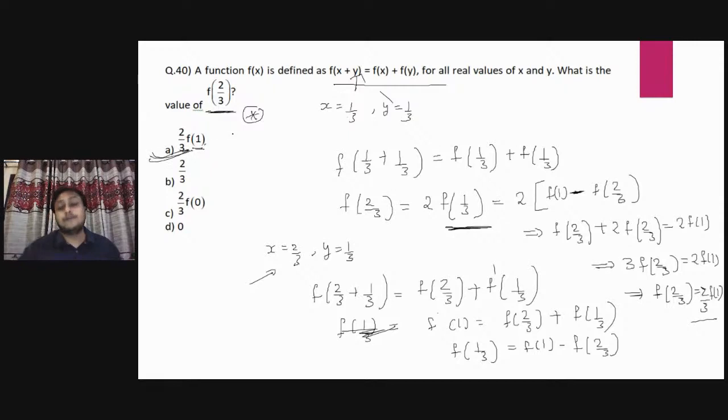Right. So as I have told you, that is not the only method. There is not just one method to solve this. You can also take other numbers, right?